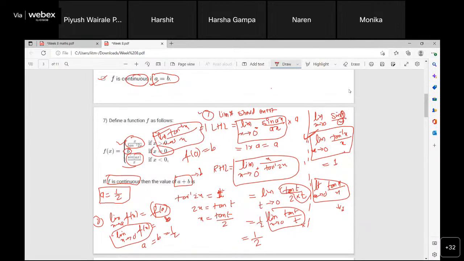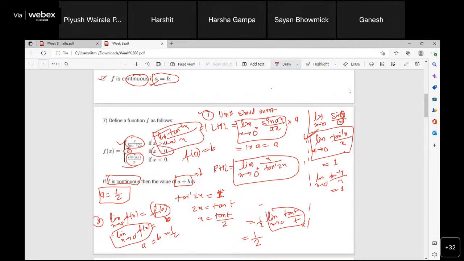Yes, sir. Anyone, any doubt in this part? No, sir. Sir, in our lectures, inverse trigonometric functions are not covered, so we need to study that too? No need to cover inverse trigonometric functions, but your standard limits you should know, like limit x tends to 0, tan inverse of x upon x equals 1. Standard limits and standard derivatives you should know.